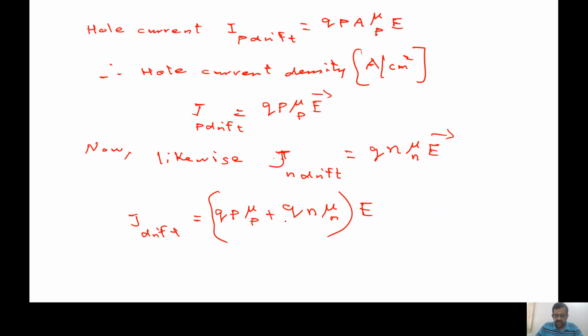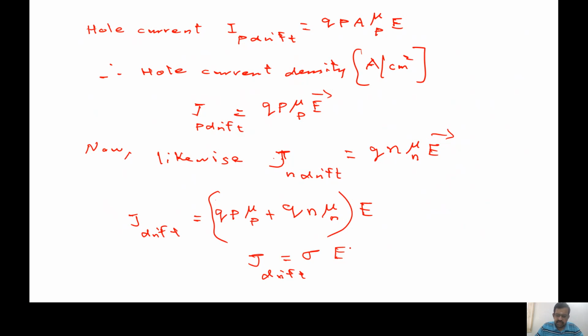Now think about this expression here. Mobility is a material dependent parameter. n and p are also material dependent, but they are also dependent on temperature. Q is the charge. Having said this, the whole term in the bracket can be written so that current density J is directly proportional to the applied electric field, and the term in the bracket represents sigma. Sigma is the conductivity of the semiconductor.